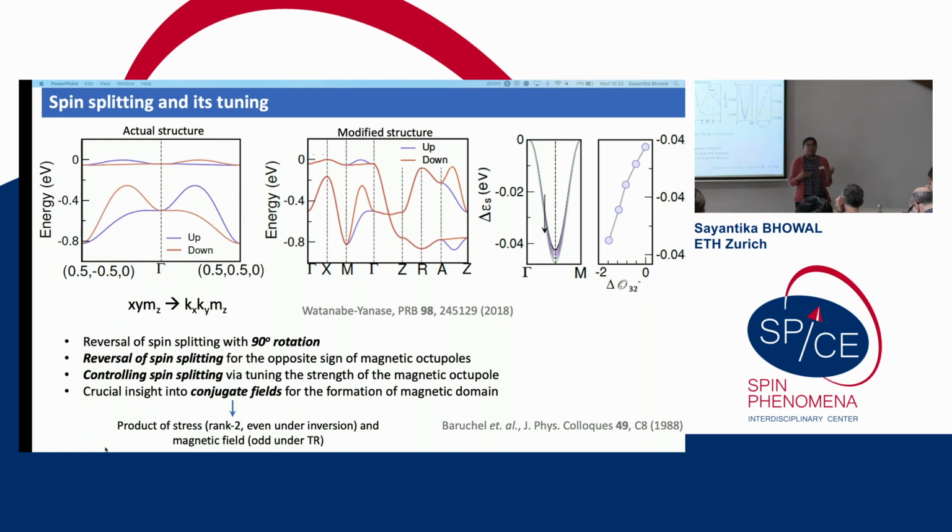Now, identifying these different antiferromagnetic domains with ferroic magnetic octupoles of different signs actually helps us in identifying the conjugate field that is required to form that particular magnetic domain. So the conjugate field of the magnetic octupole has the same symmetry as the magnetic octupole itself, because the free energy is invariant under both inversion and time reversal symmetries. So in this case, the conjugate field should be inversion symmetric and odd under magnetic field, and therefore the product of stress and magnetic field is a valid choice.